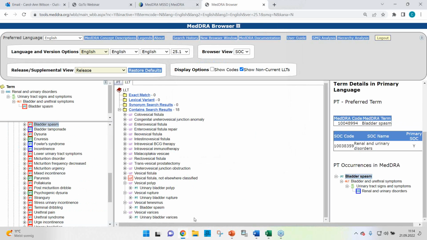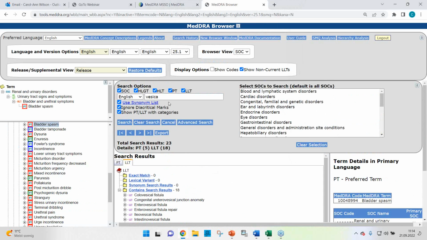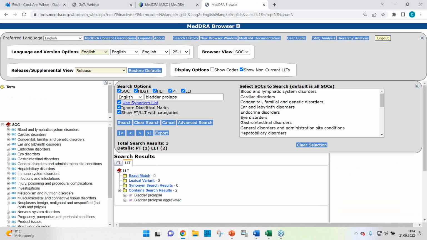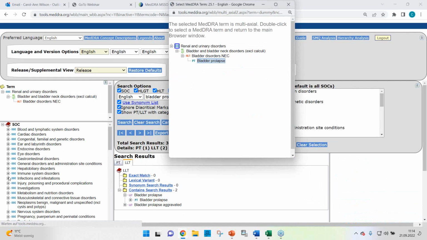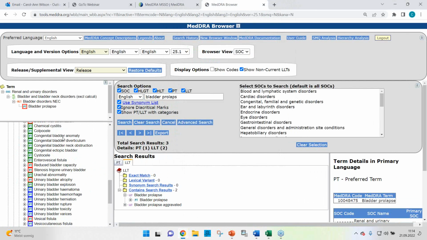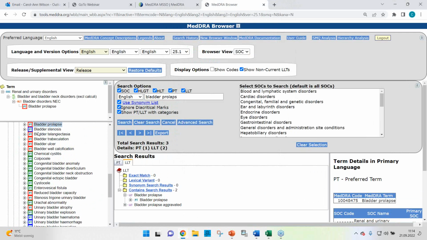And I didn't find any reference to a prolapse of the gallbladder in any scientific article on the internet. So what is meant here is really a descensus, a prolapse of the bladder. And if I look for bladder and prolapse and search, then I find bladder prolapse, a perfect match. If I go to the browser again, here we are, bladder prolapse.